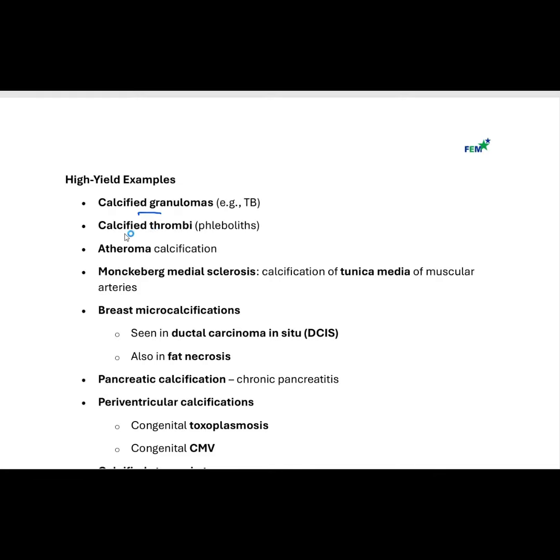The next example there is calcified thrombi. So if you have a blood clot that is chronic, then calcium could deposit in those blood clots. Next is atheroma calcification. So in the case of atherosclerosis, and there's atheroma formation, with time, calcium could deposit in those atheroma.